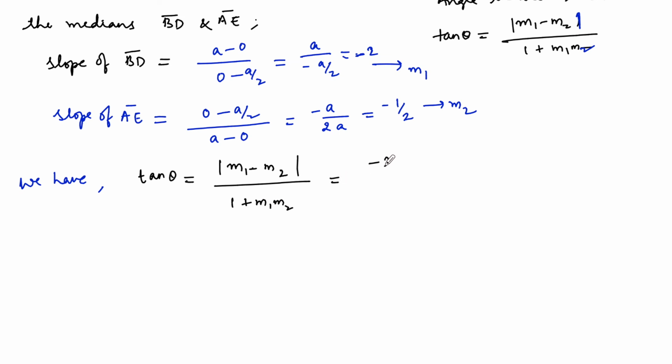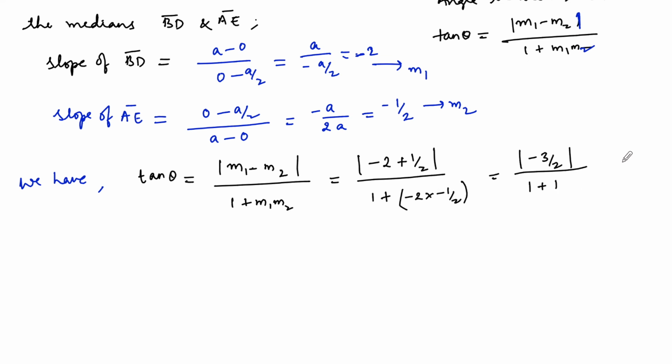which equals minus 2 minus of minus 1 by 2, upon 1 plus minus 2 into minus 1 by 2. So this is minus 4 plus 1, negative 3 by 2, mod, upon 1 plus 1, so 2. So mod of minus 3 by 2 we can take as 3 by 2, and 3 by 2 divided by 2 is 3 by 4. So tan theta is equal to 3 by 4.